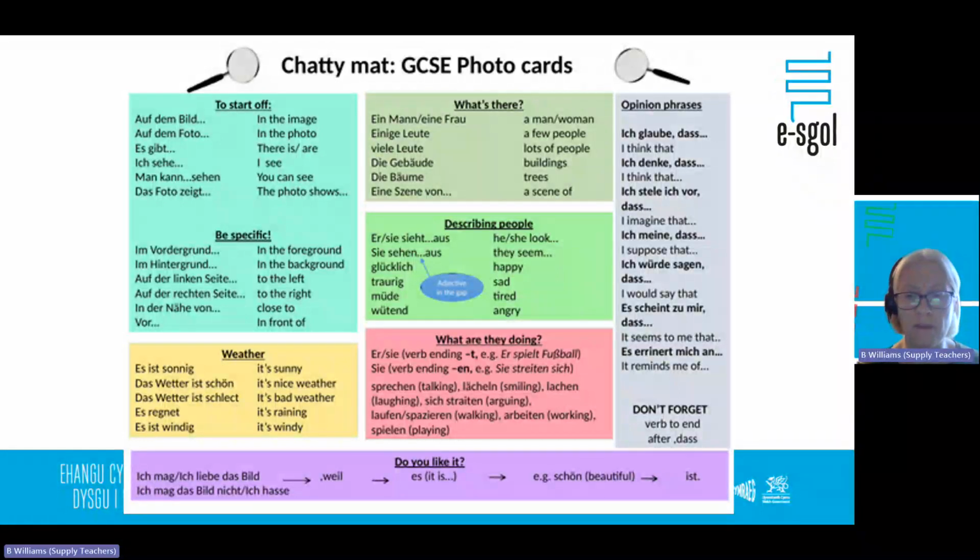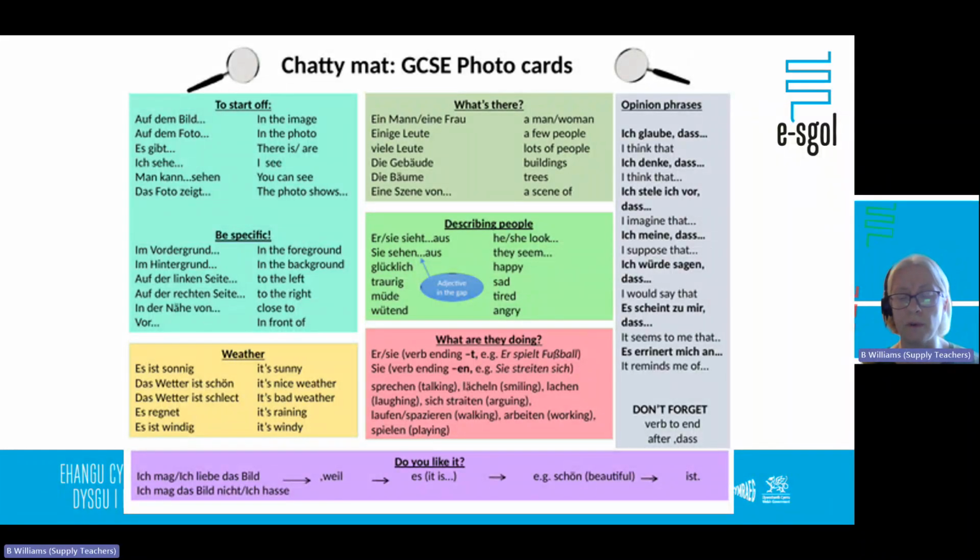In the pink box then, you've got the verbs that you could use. Remember to conjugate the verb with the corresponding ending. So spielt, for example. Sie streiten sich, and so forth. So that's the pink box there.